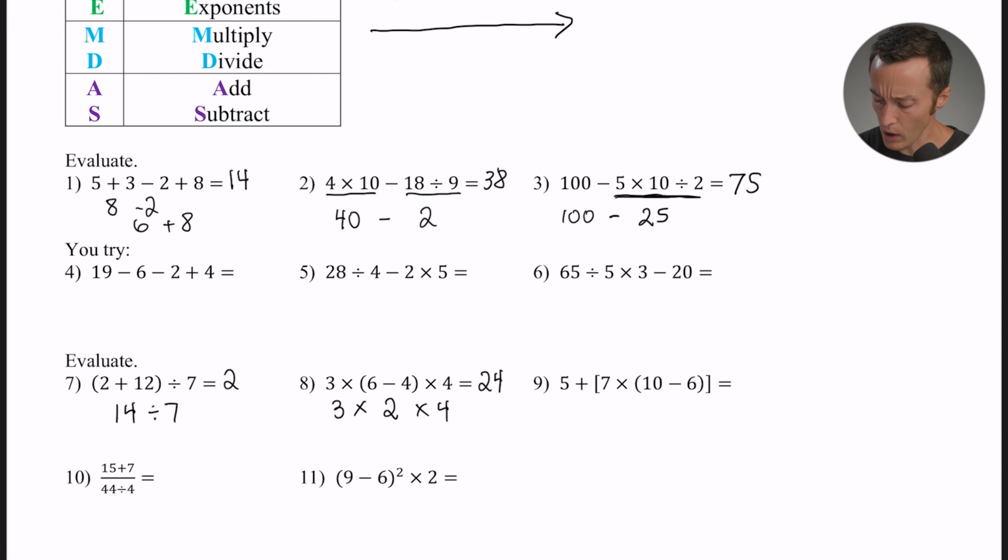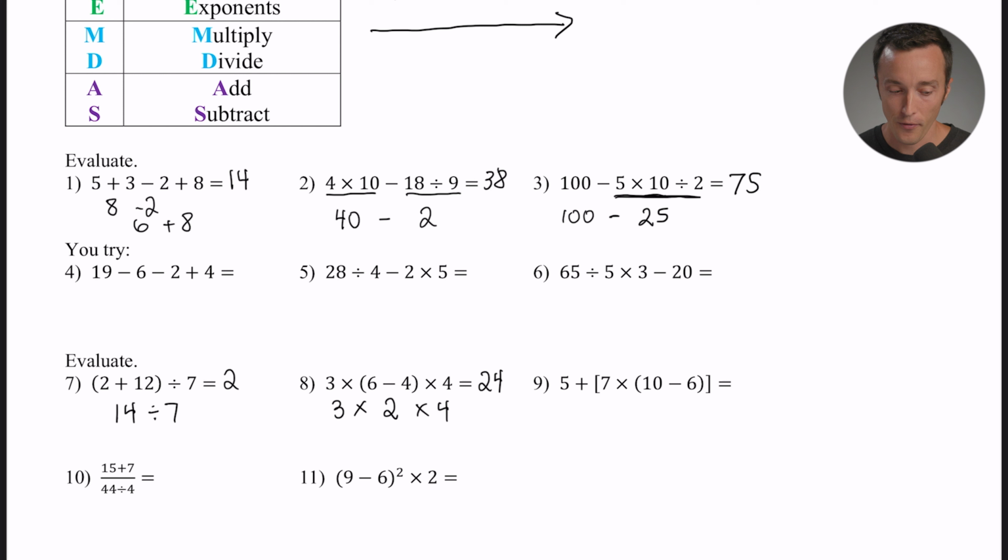Okay, what about one like number 9? I see some addition, some multiplication, and some subtraction, but I have a couple other grouping symbols in there that we're not used to seeing. I definitely see the parentheses, like where the 10 minus 6 is, but then it looks like that whole group is in brackets. Those are just another set of grouping symbols, and if you have multiple grouping symbols, you work from the outside in. So let me show you what I mean by that.